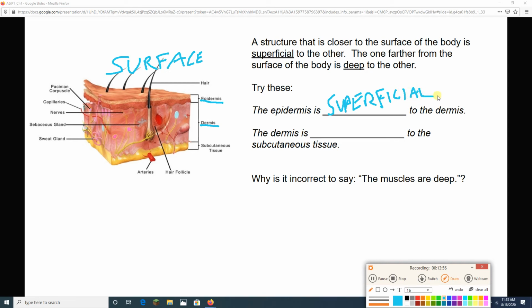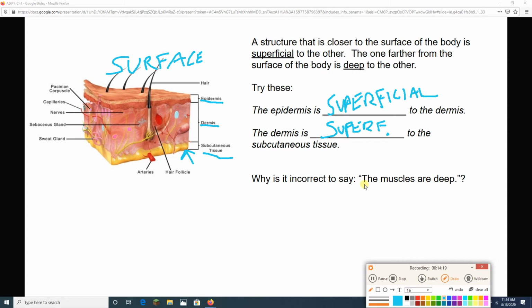Now, don't mix up superficial and superior, okay? All right, let's do another one. The dermis is blank to the subcutaneous tissue, the fat down here. The dermis is, well, look, it's close to the surface too. It is superficial. Awesome. We'll just write superficial right there.